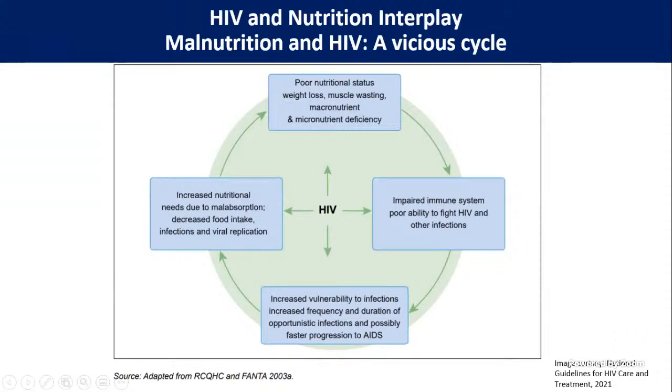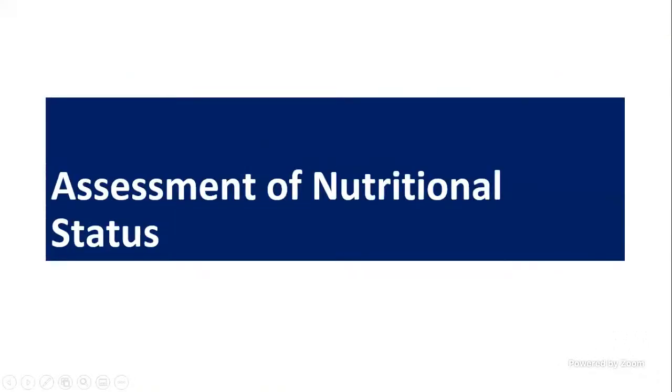And this vicious circle is something that we need to break. If we are trying to provide holistic care to a child with HIV, it is very, very important to break this vicious circle so that the child not only gets antiretroviral therapy, he gets all the associated requirements for a holistic improvement of the child's condition. Next slide, please. So first thing is, how do we assess nutritional status? That's the first step. Unless we know where we are beginning, we'll not be able to make progress.